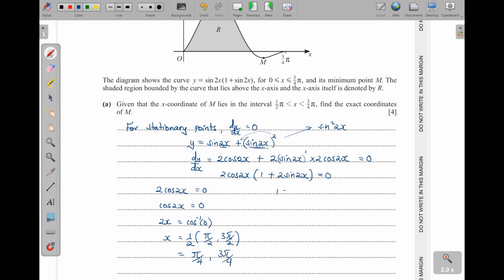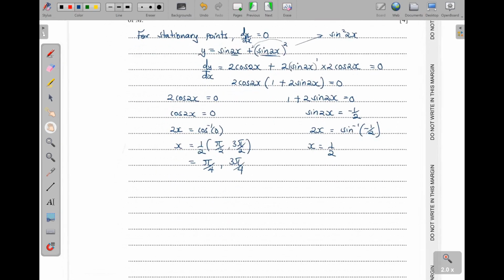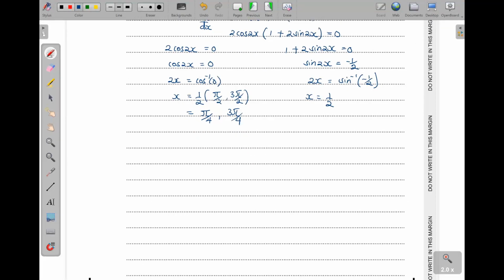Then this other one is 1 plus 2 sine 2x equal to 0. Take the 1 to the other side, it becomes negative. After you divide by 2, we get sine 2x equal to negative a half. Then 2x is the arc sine of negative a half, and x is a half times the arc sine of negative a half. Now, sine is positive in the first quadrant and second quadrant. So I always use this.